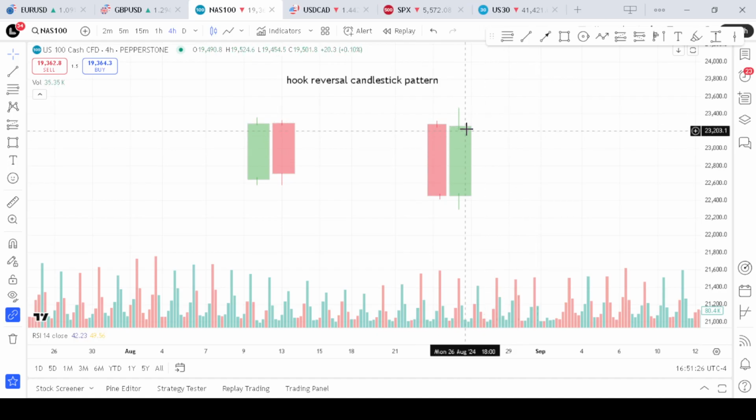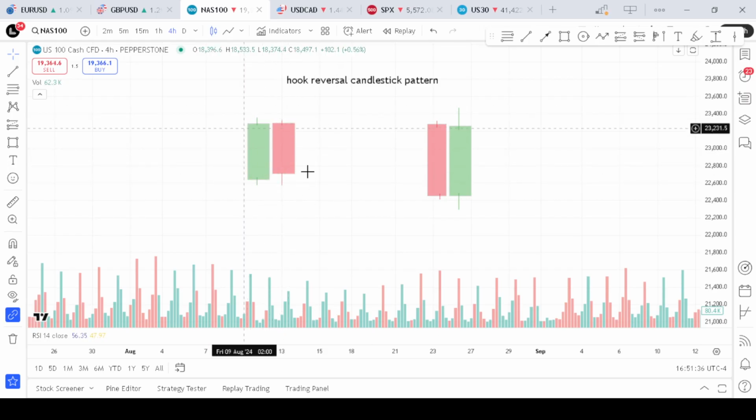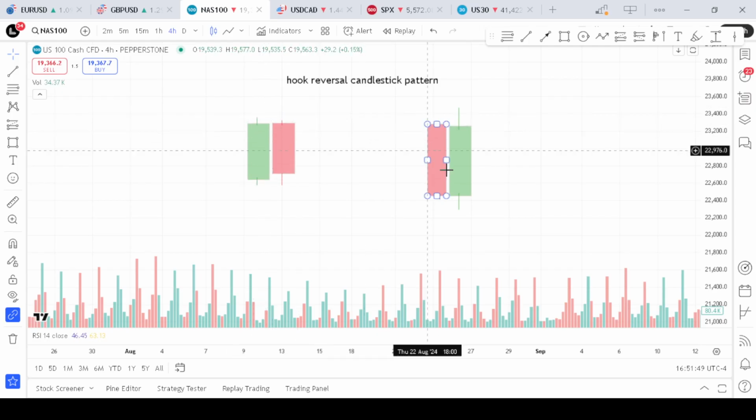Now let's look at the types of hook reversal. There is a bullish hook reversal, which typically forms at the bottom of a downtrend. The first candle is a bearish candle.